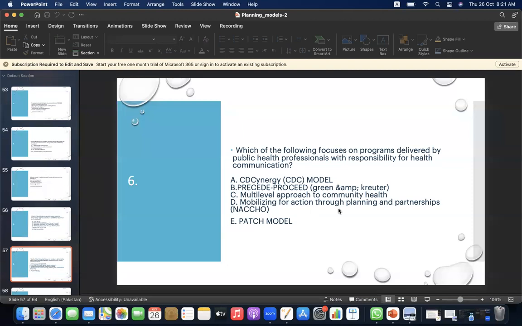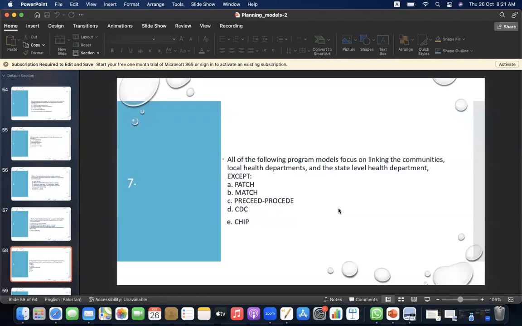Now, number 6, which of the following focuses on programs delivered by public health professionals with responsibility for health communication? A, CDC model, B, PROCEED, C, multi-level approach, D, mobilizing for action through planning and partnerships, or E, the PATCH model. A? Yes, it is A, CDC.